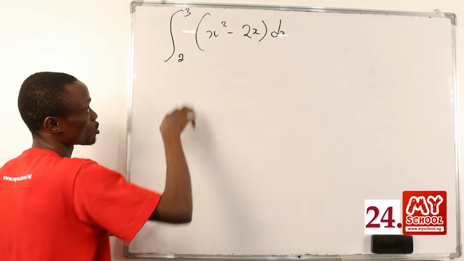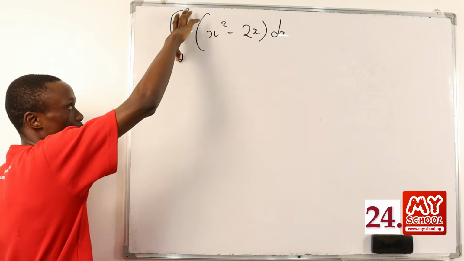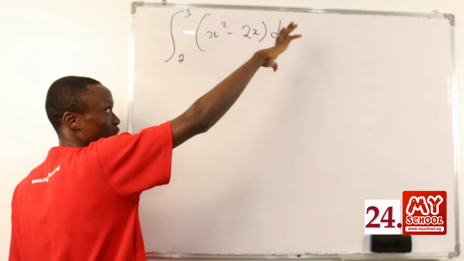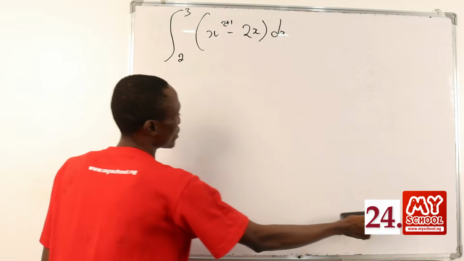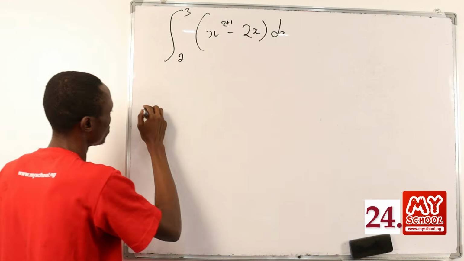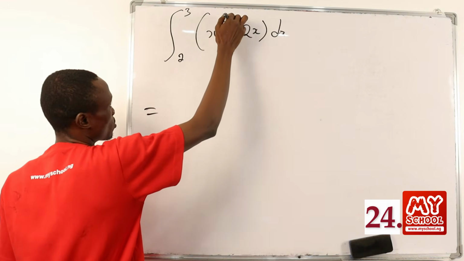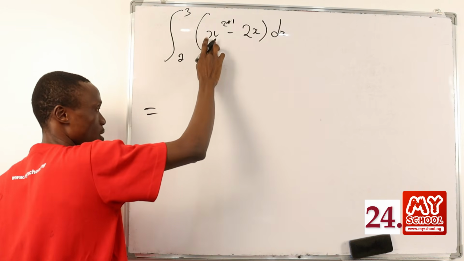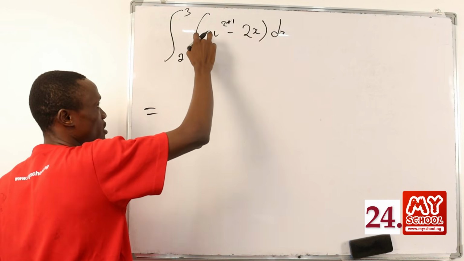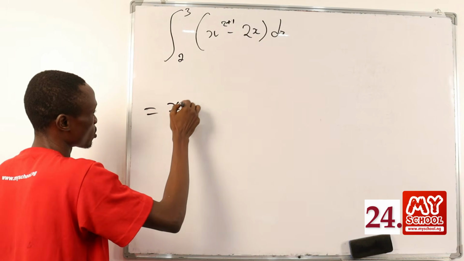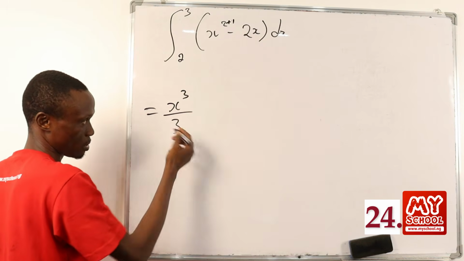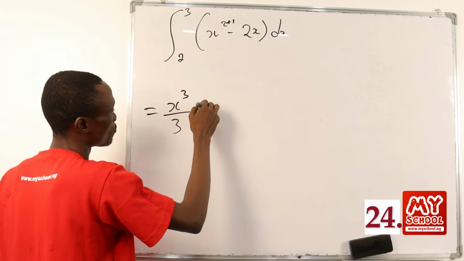Okay, so we are asked to integrate this where we are given limits. So this is a definite integration because of the limits that are given to us. To integrate this, what we simply do is add 1 to the power of x, and then use that power to divide x itself. So you'll have x raised to power 3 divided by 3.